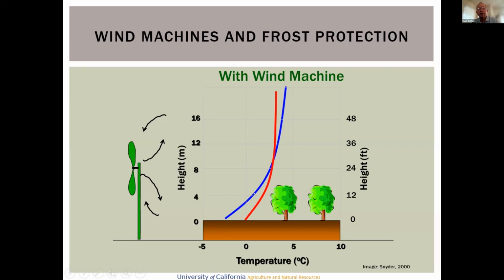So it's a fairly simple thing. The other key thing to keep in mind is that this effect is really immediate. As soon as you turn on a wind machine, if there is an inversion, you're going to get this benefit. If that wind machine is turned off, it's not going to take very long for the system to revert back to what it was before.